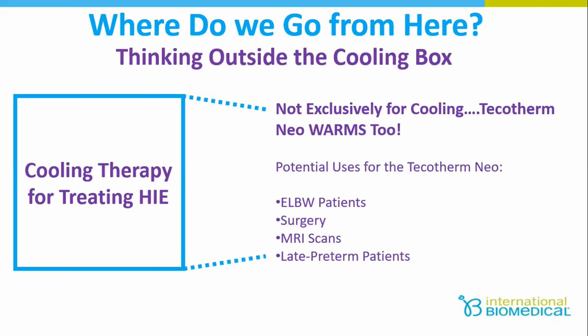So we've talked amongst ourselves as a team, this Tecotherm works so great with our active cooling, it really just created that solid line at that therapeutic goal. Could we possibly use it to keep our babies up to a normal temperature to break through that lower 36.4, 36.5 mark that we keep finding ourselves in with some of these late preterms? And right now we don't use it that way. I don't have any answers yet.